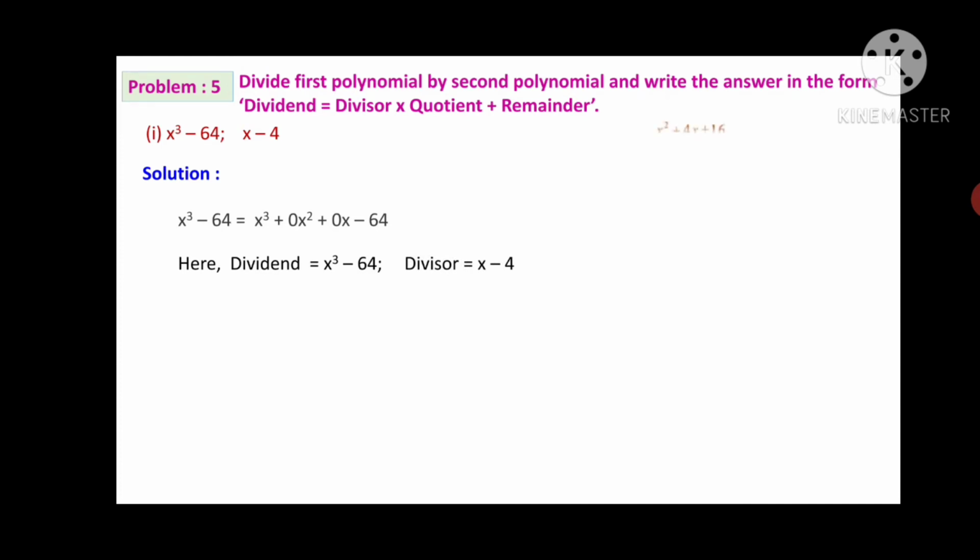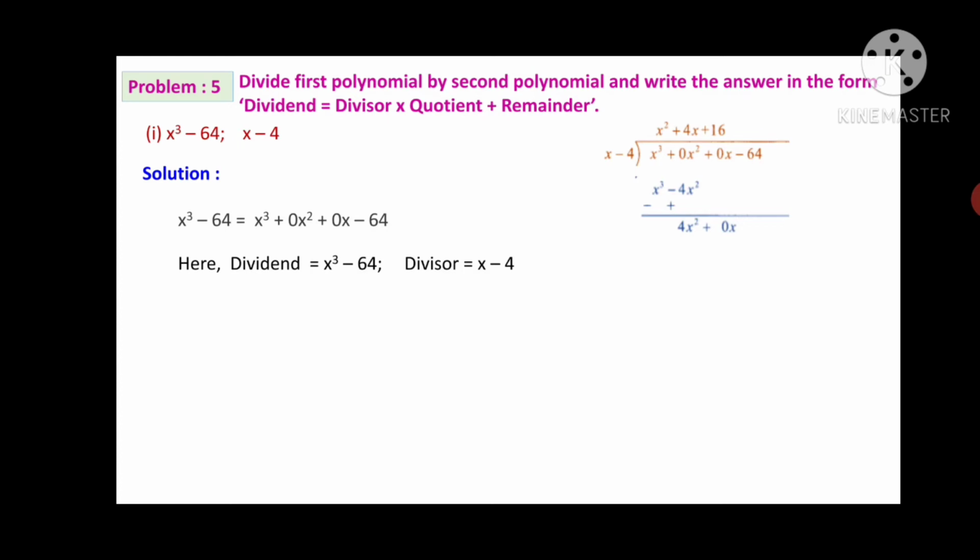So the division could be carried out like this: x cube plus 0x square plus 0x minus 64 is divided by x minus 4. Here x cube upon x gives you x square, that is the first quotient that is written over there, and after multiplication of x minus 4 with x square, you are getting x cube minus 4x square. We'll subtract these two, x cube gets cancelled, and as here we are going to subtract, the signs of x cube minus 4x square will change.